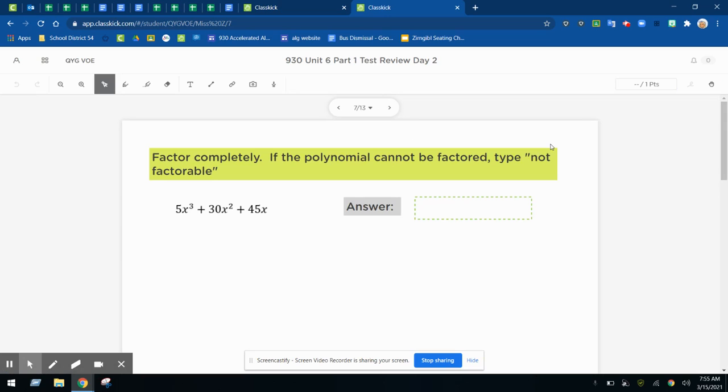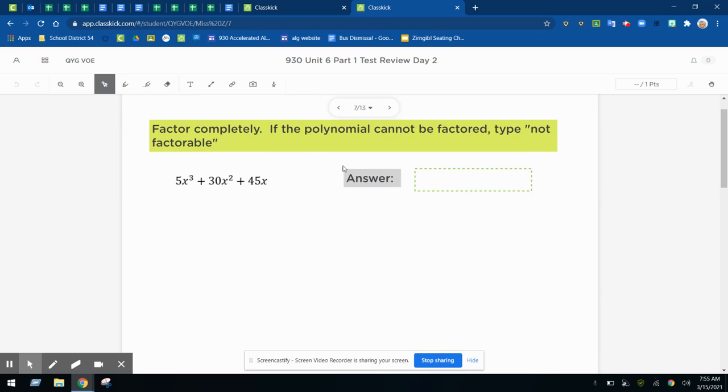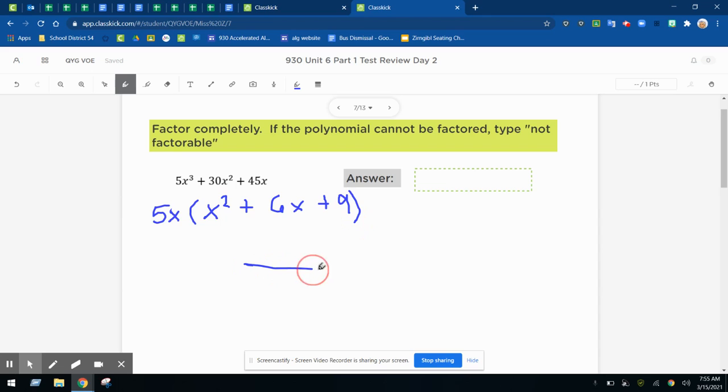All right, we are going to factor completely. Okay, I can see here that all of these are divisible by 5x. So I'm always going to try to start by taking a GCF out if I can. In this case, we can, right? So I'm going to take out 5x. When I do that, I'm left with x squared plus 6x plus 9. So let's go ahead and put that in our factor box.